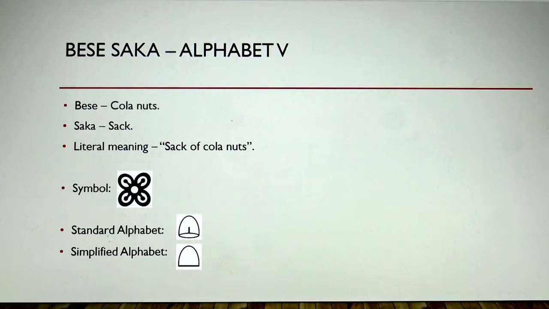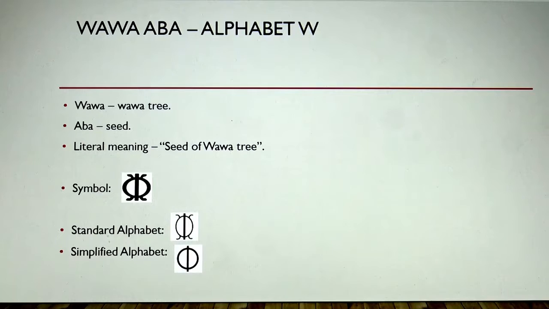Bisi saka is assigned to alphabet V. Bisi is kola nut, saka is sack, literally meaning sack of kola nut. This is the symbol. These are the alphabets. Wawa ba is alphabet W. Wawa tree, aba seed, the remaining seed of the wawa tree. This is the symbol, these are the alphabets.